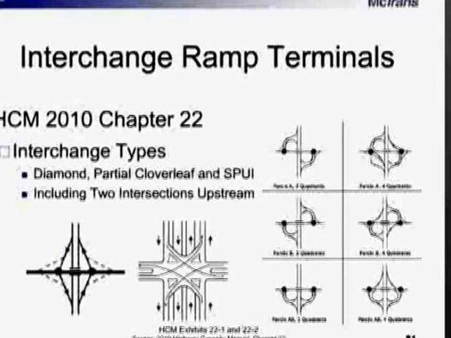So these are the different flavors of interchange types. A diamond interchange on the lower left. The one in the middle is a single point urban interchange design. And on the right you see 6 different flavors of partial cloverleafs, all with signals at the base. The unsignalized flavors of these are not modeled.